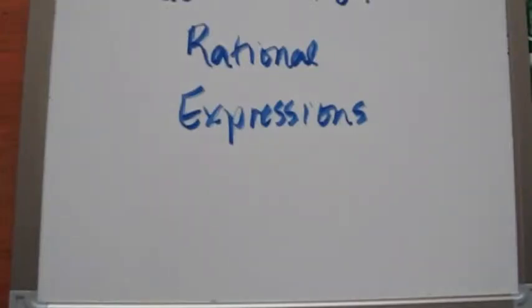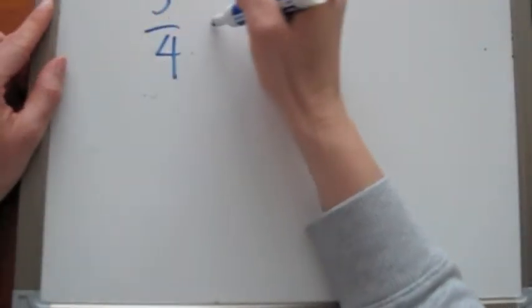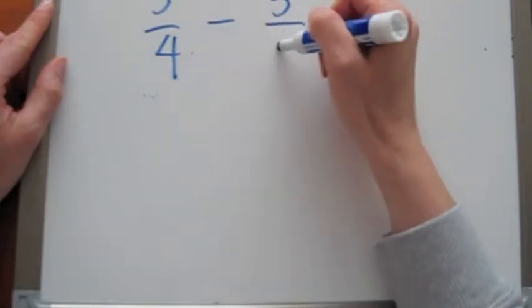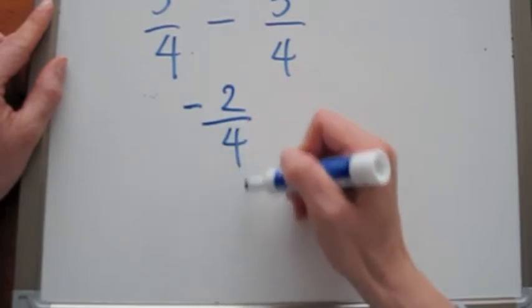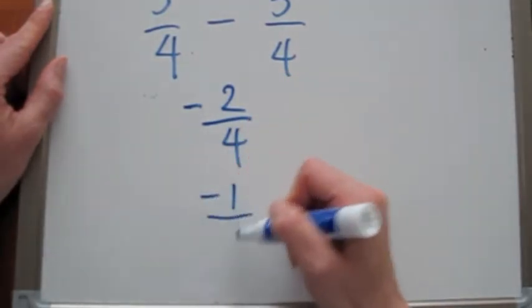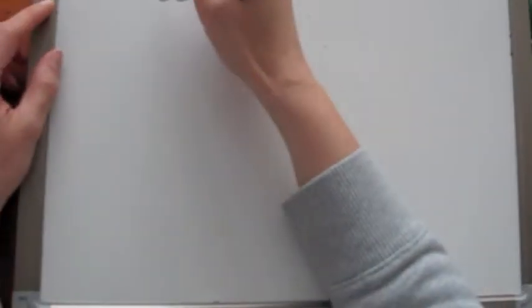And now we're going to do subtracting rational expressions. Much like adding rational expressions, you start with a fraction such as 3 over 4 minus 5 over 4. The denominators are the same, so you simply look at the numerators. 3 minus 5 gives you negative 2. The denominator stays the same, over 4. You reduce it to negative 1 over 2. Always check to make sure you reduce your fractions.